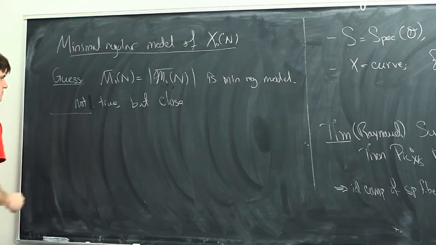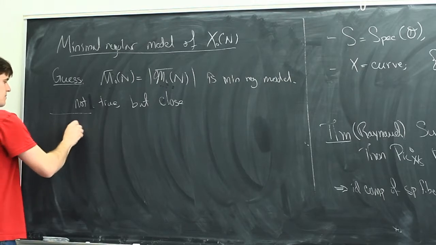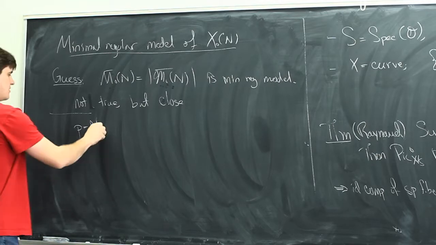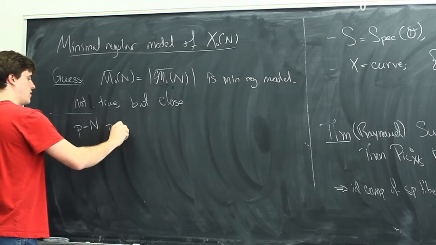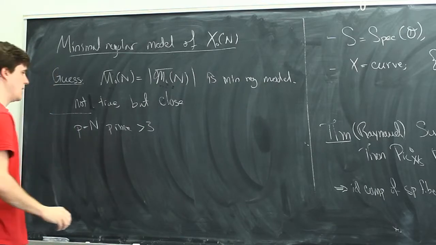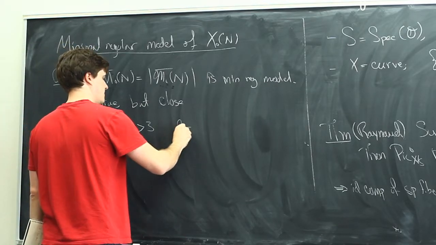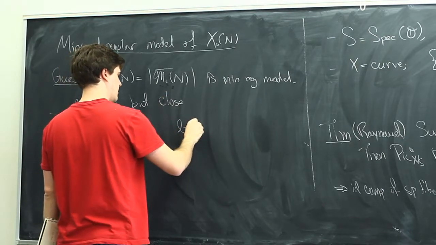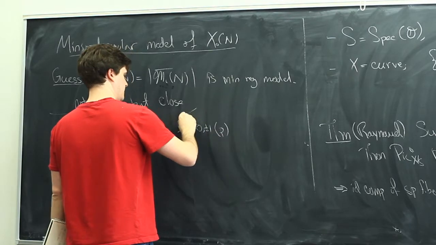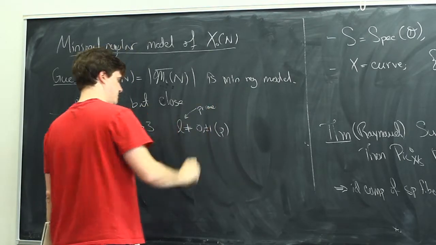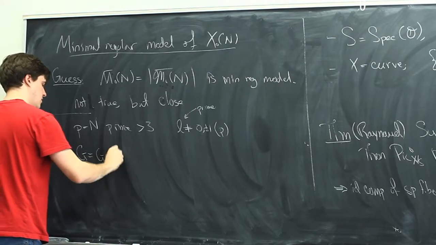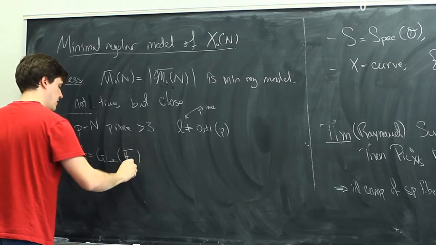Okay, so I'm going to switch notation and write p instead of n. That's easier to think about. And this is going to be a prime that's greater than 3. And I'm going to take L to be another prime, not equal to 0 or plus or minus 1 mod p. So G, I'm going to let be the group GL2 of the finite field F_L.